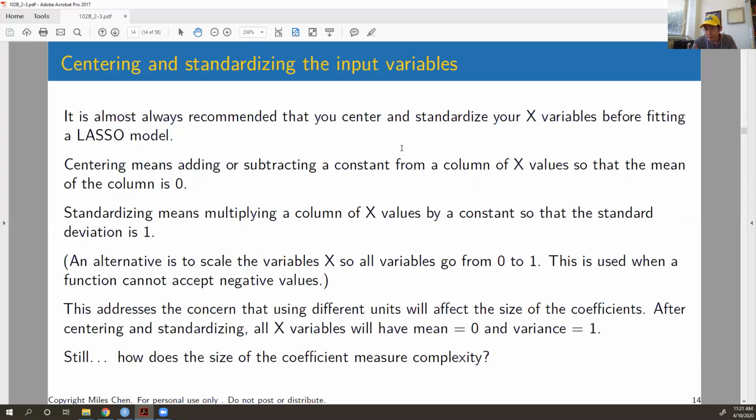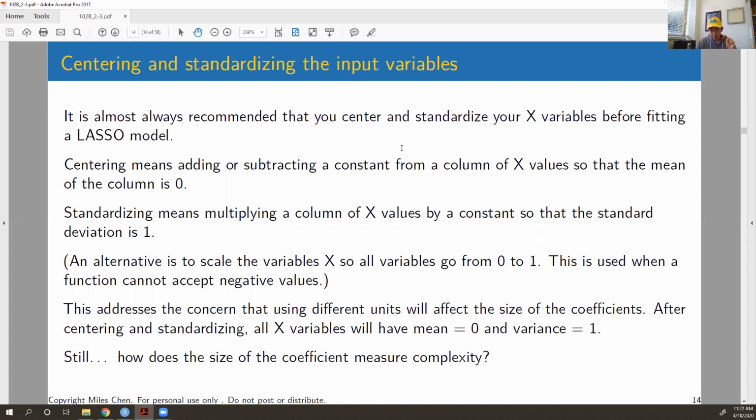Okay, Farah says, for slide 11, could you explain what you mean by reduction in MSE must be greater than? Okay, let me finish this and I'll go back to that. So standardize means multiplying a column. By centering and standardizing, using different units will not affect the size of the coefficients. Because if you have meters and you have centimeters, after you center and standardize, they're basically on the same scale, so you don't have to worry about that.